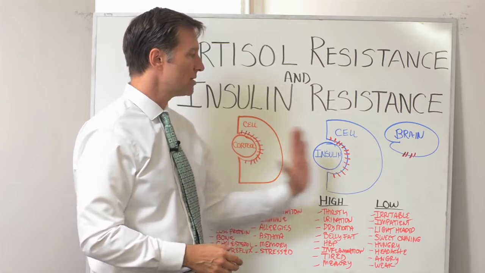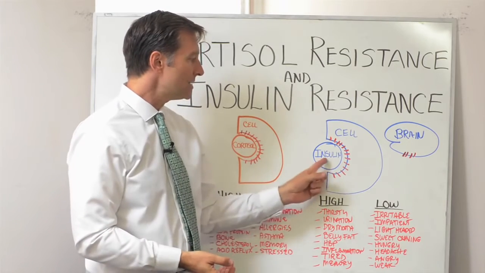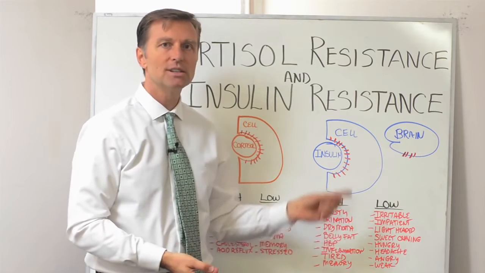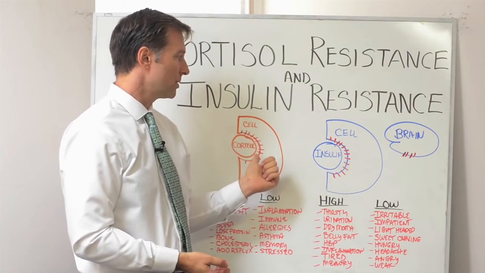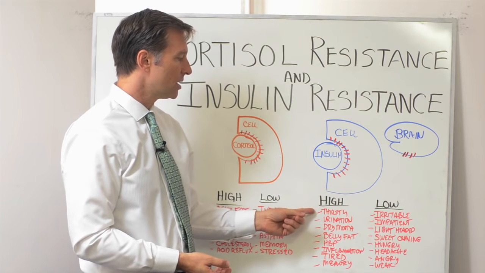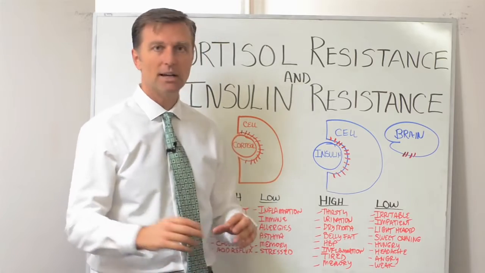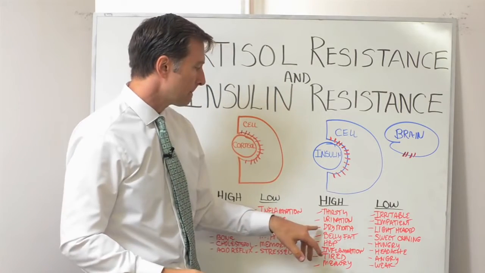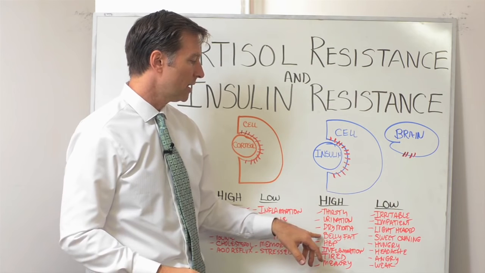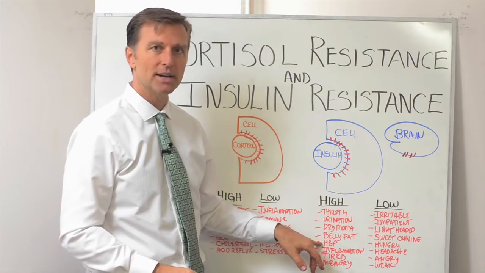Now, let's shift over to insulin resistance. This is very interesting because insulin resistance has similar symptoms to the cortisol resistance. Okay, look at high insulin: you're thirsty all the time. You're urinating all the time. That's high insulin, a diabetic state. Dry mouth, belly fat, high blood pressure.